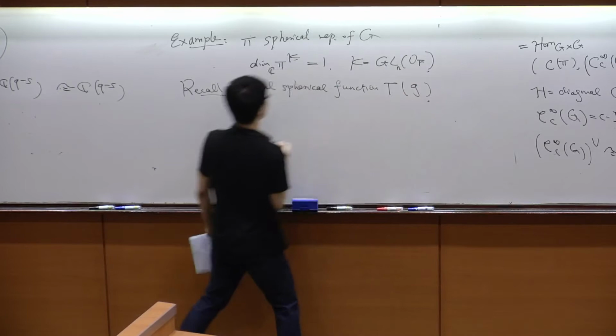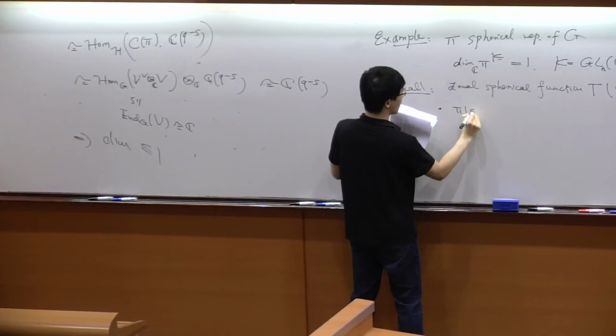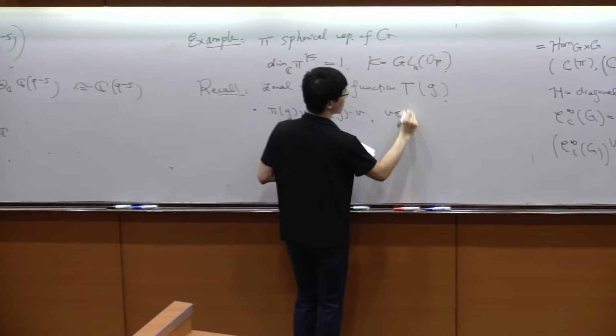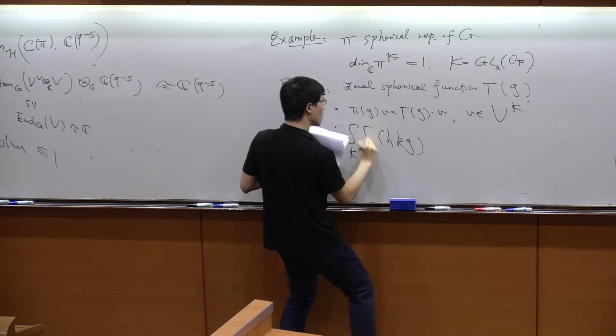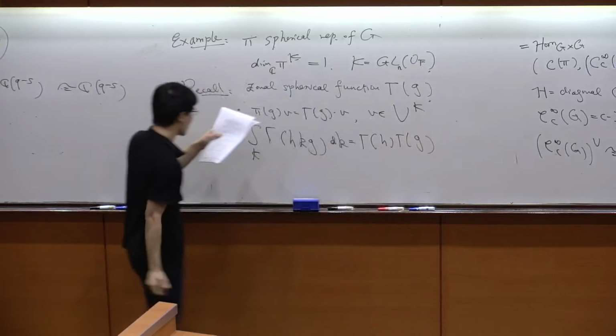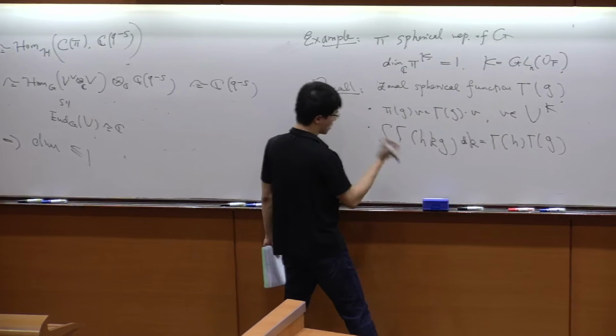With the following properties. The first property is that pi(g) acting on v is equal to gamma(g) acting on v. Here v is any fixed vector. The second property is that if you take the integration over K of the function gamma(hkg) dk, then it's equal to gamma(h) gamma(g). And the third property is that the zonal spherical function for the smooth contragredient is just its inverse.